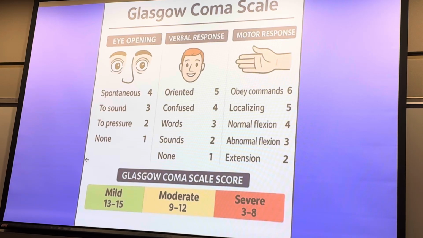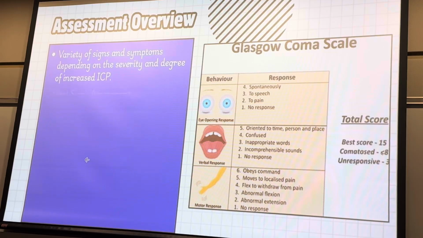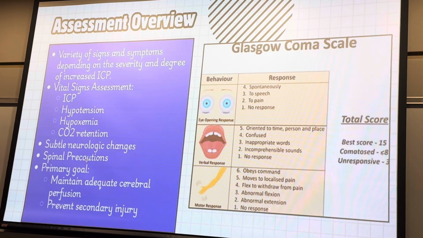Motor response. And this one does not have a 1 down here at the bottom. But 1 would be no motor response at all. I think this one does, yeah. So down here at the bottom, it says no response.